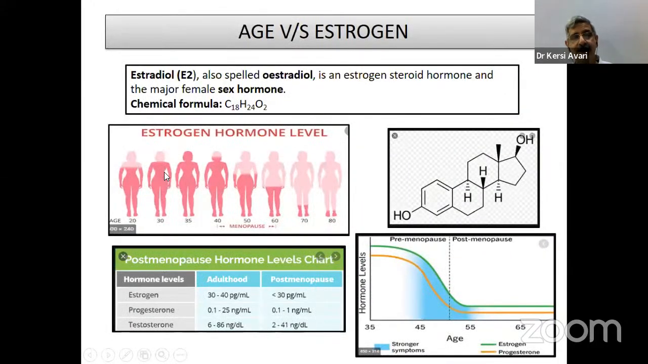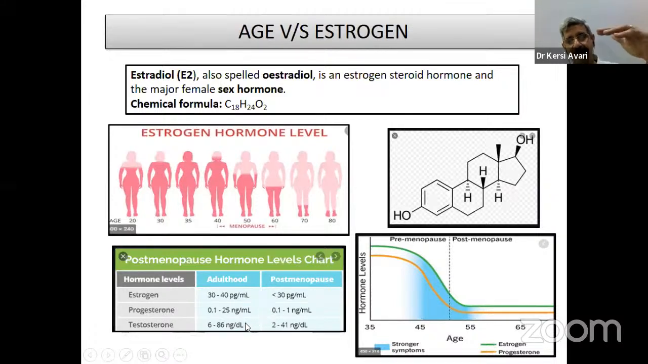Now, this is the dip in the estrogen level down the ages. E2, estradiol, a steroid hormone and a major female sex hormone, C18H22O2, dips down as the age goes by. Hormonal levels in adulthood: estrogen fantastic, postmenopausal less, progesterone. See, usually what happens is there is a dip.